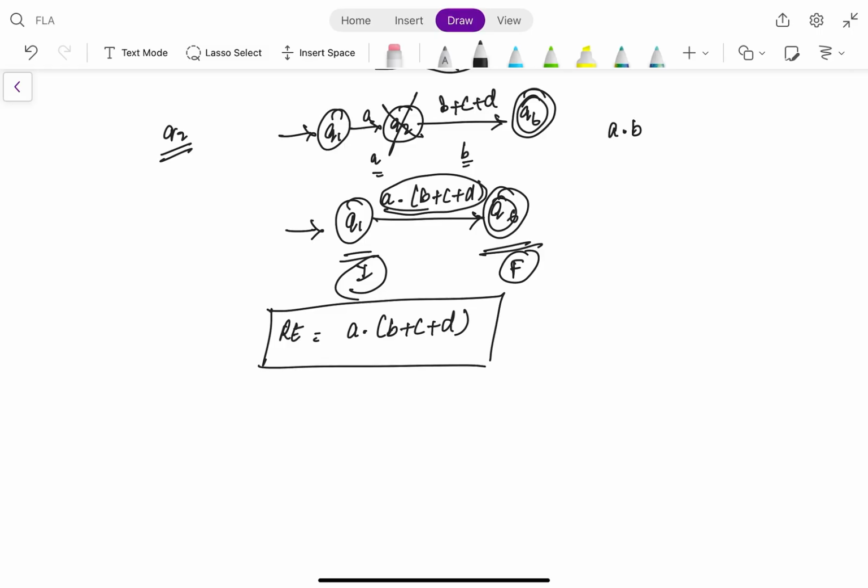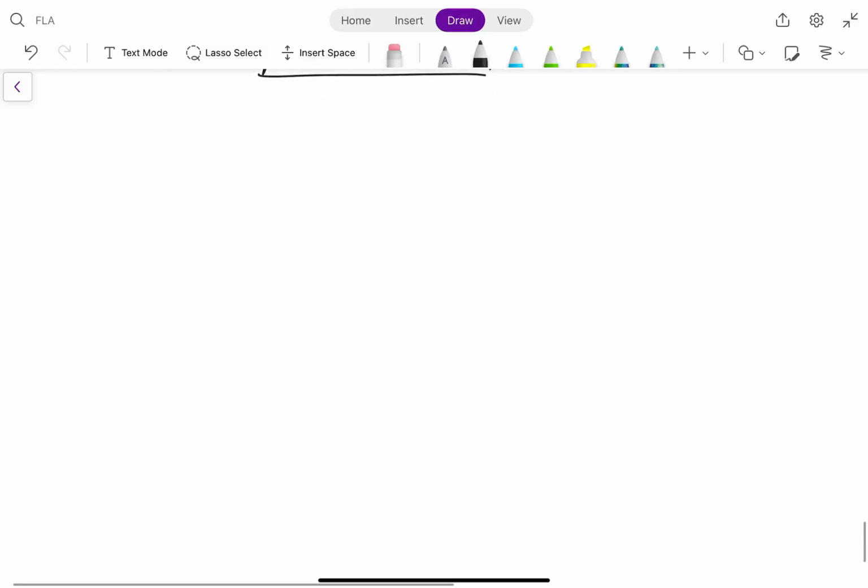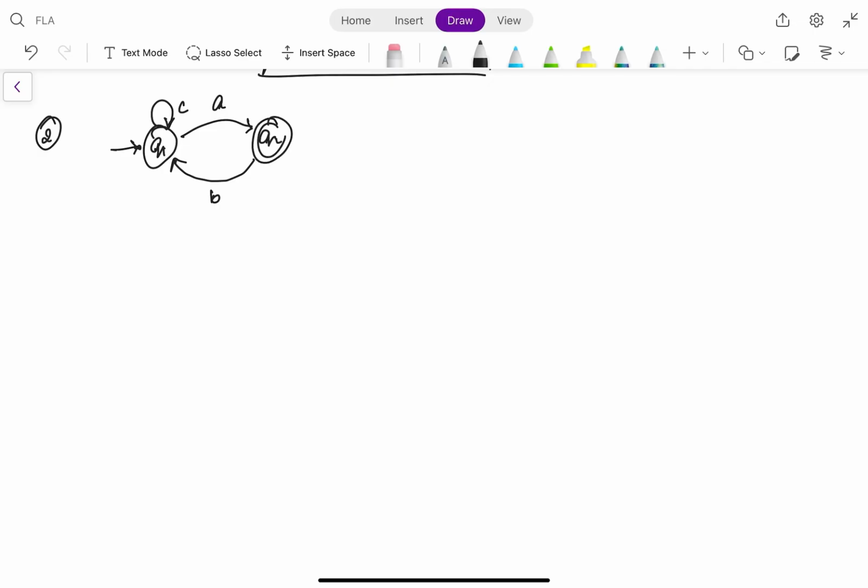Okay. So you will see another example where you will understand better. Q1 self loop to C, A transition, B transition, Q2 final state, self loop. Okay, this is the finite automata that they'll give.